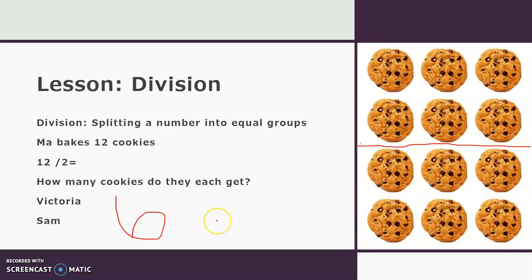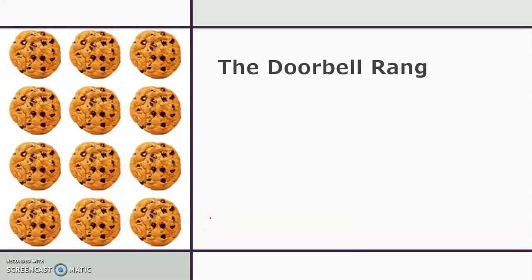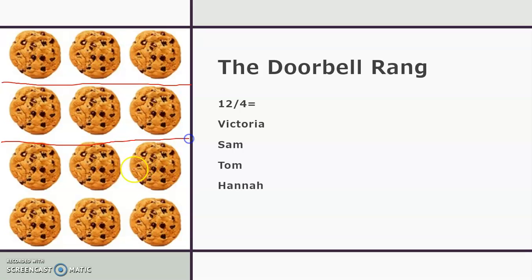Just as they're about to eat them, they hear the doorbell ring. And guess what? 2 more people came. There was their friend Tom and their friend Hannah. So now it's going to be the dozen cookies that we see right here divided by 4, right? So we're going to have Victoria, Sam, Tom, and Hannah. So if we divide these by 4 into 4 groups, we can do it like this. And let's see how many each person gets.